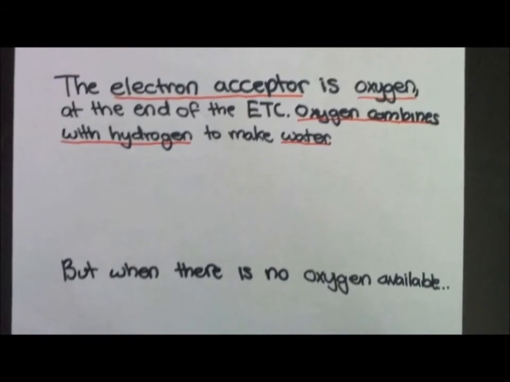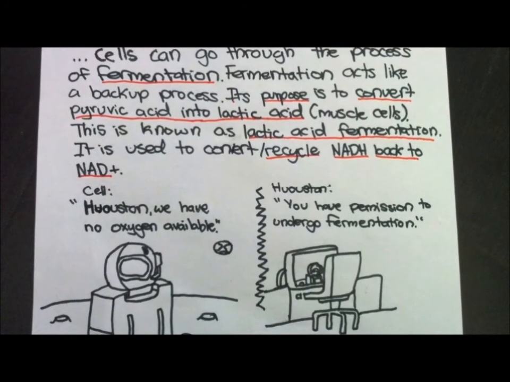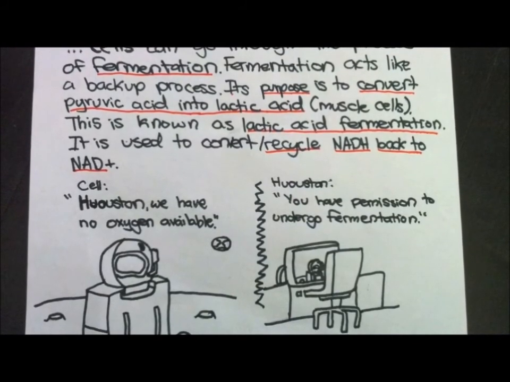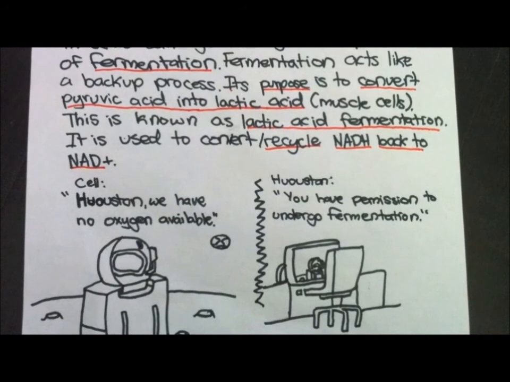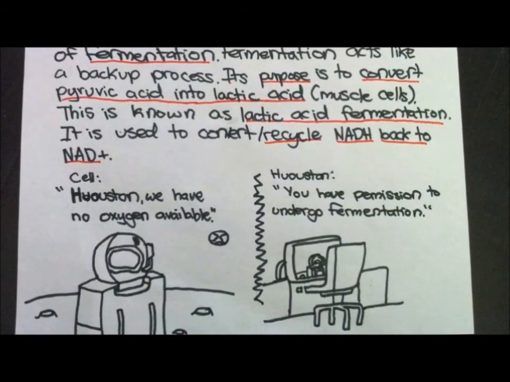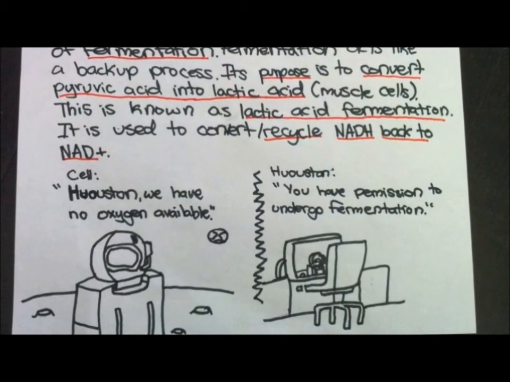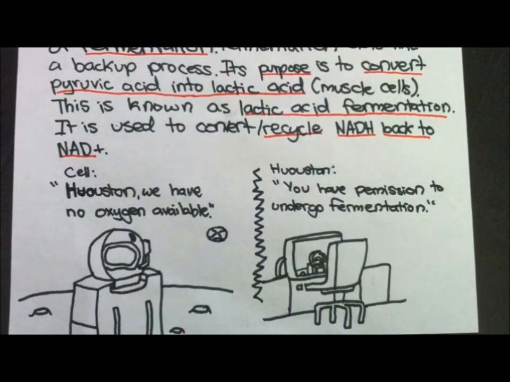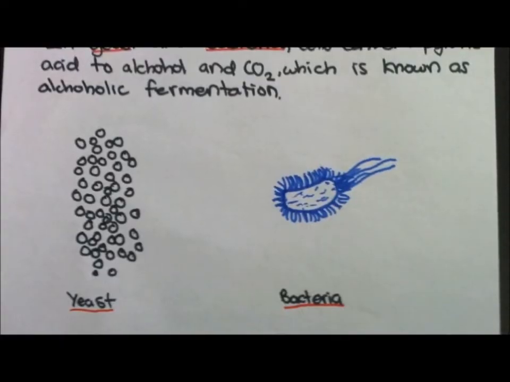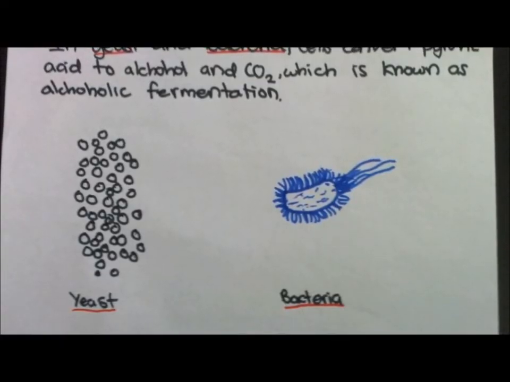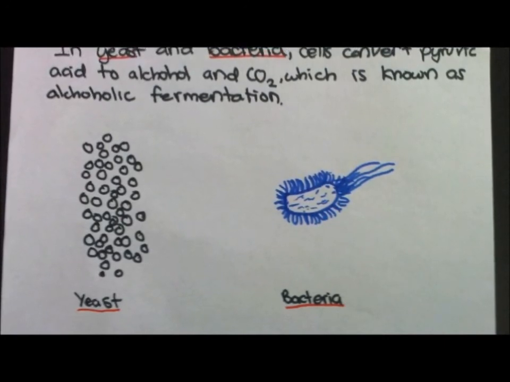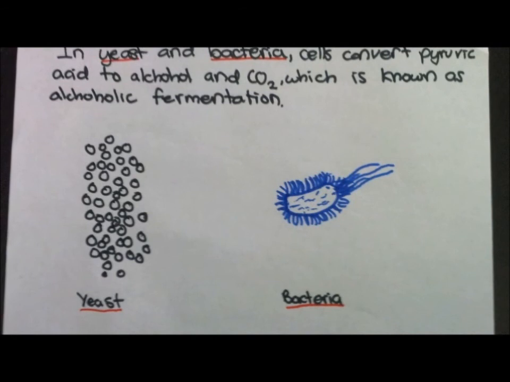But when there is no oxygen available, cells can go through the process of fermentation. Fermentation acts like a backup process. The purpose of fermentation is to convert pyruvic acid to lactic acid for muscle cells. This is known as lactic acid fermentation. However, in yeast and bacteria, cells convert pyruvic acid to alcohol and CO2, which is known as alcoholic fermentation. This is used to recycle NADH back to NAD+.